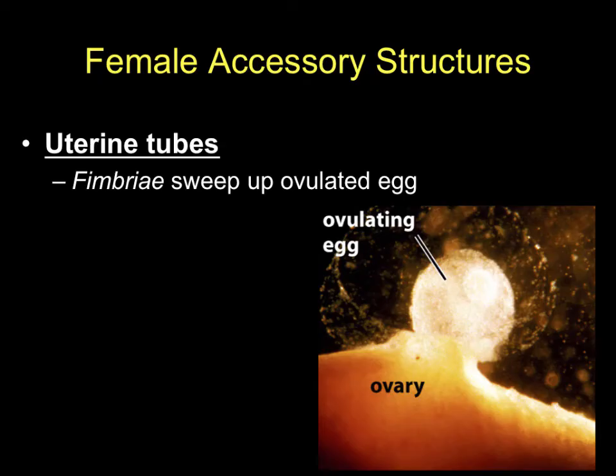Alright, so we talked about uterine tubes. We talked about the fimbria, sweeping the ovulated egg out of the follicle, out of the ovary, into the uterine tube. This is where fertilization occurs.